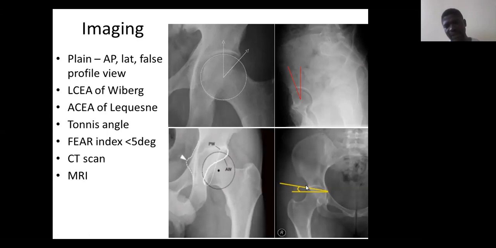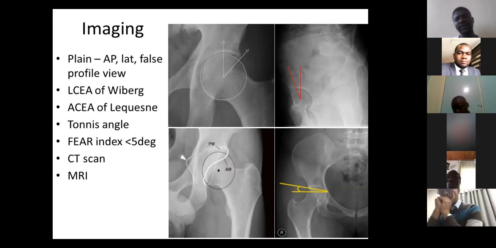Then the bottom right X-ray shows us the Tonnis angle, which is normally less than 10 degrees. If it's more than that, then it entails that the patient has DDH. Then CT scan, we usually use it for preoperative planning, as we shall see. Then MRI, not so commonly used, but in those patients with hip pain and nothing on examination and on plain radiograph, then we should rule out alternative diagnoses like osteonecrosis and septic hip.